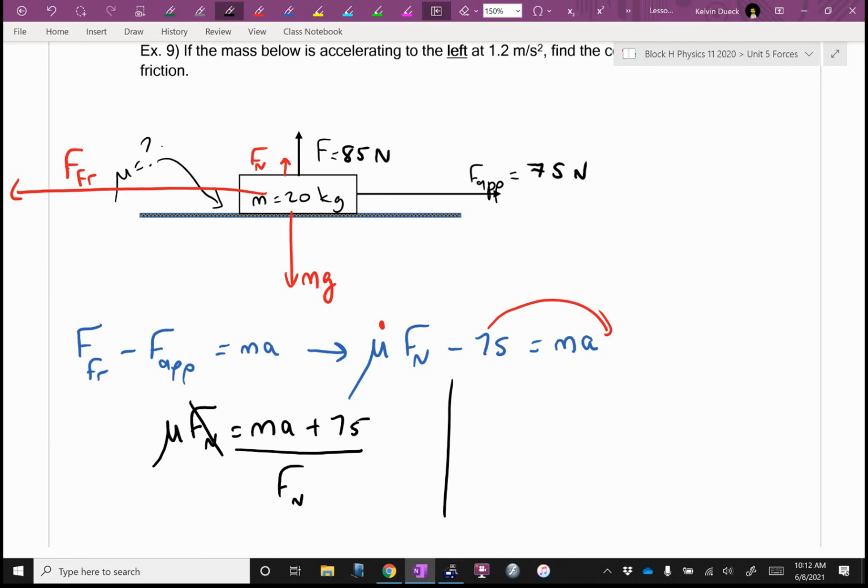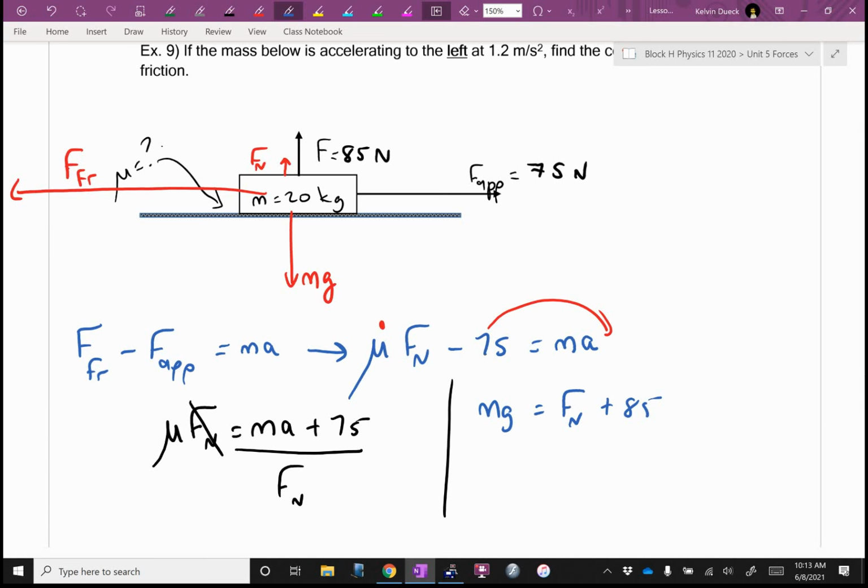So, Parker, are we sinking into the ground like quicksand? No. Are we flying here like Superman? No. Then everything down has to equal everything up. So what's everything down? mg has to equal, what's everything up? Two things. Normal force plus 85, or 85 plus normal force. I don't care what order you write it.